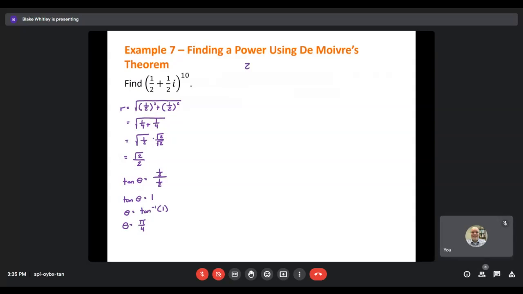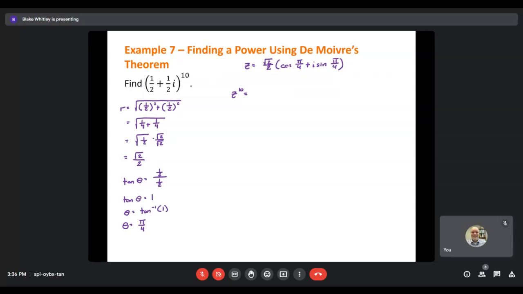And so this time our z is equal to square root of 2 over 2 times cosine of pi over 4 plus i times the sine of pi over 4. And so nothing has changed from the first problems that we were doing, right? We found the z value exactly the same way. Now we're going to use de Moivre's theorem, because what we're trying to find is z to the 10th power. Okay, that complex number raised to the 10th.